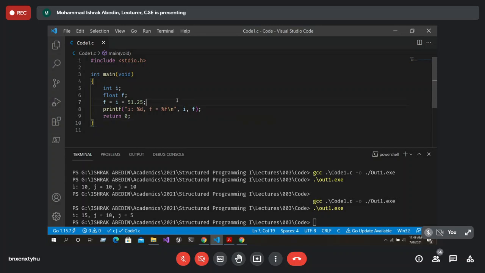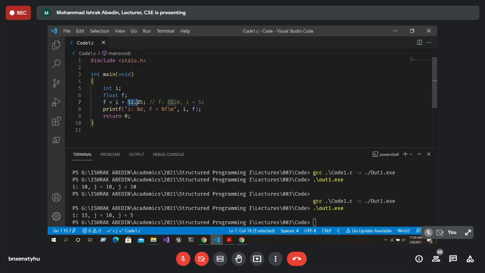So 51 and 51.0. First of all, what can be the value of f? Float, 51.00. Is there anyone who's saying 51.25? All of you are saying i is 51, and it is correct.